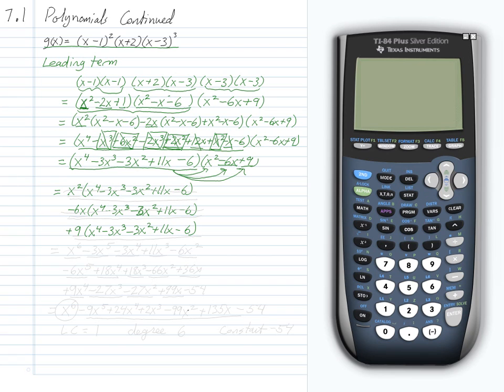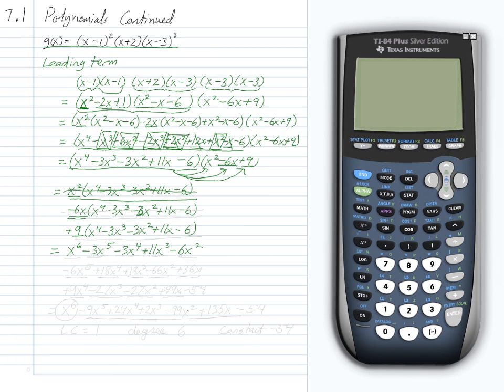Alright, so finally, if I distribute all of those coefficients into these larger polynomials, my first set will give me x to the 6th minus 3x to the 5th minus 3x to the 4th plus 11x cubed minus 6x squared. And we're done with that piece.